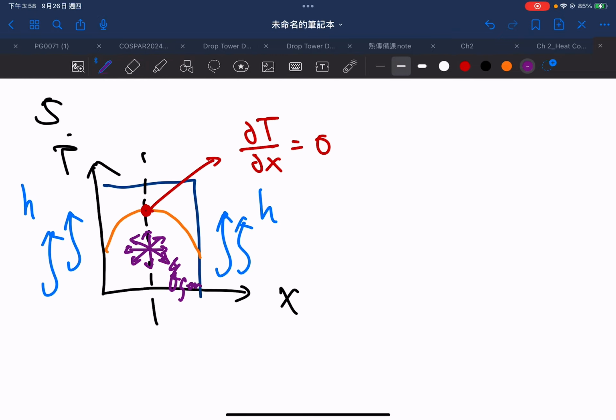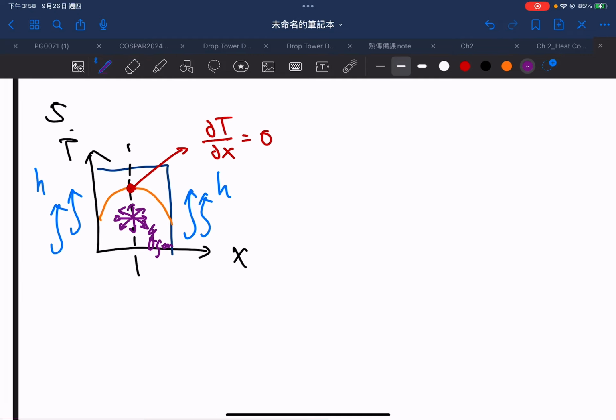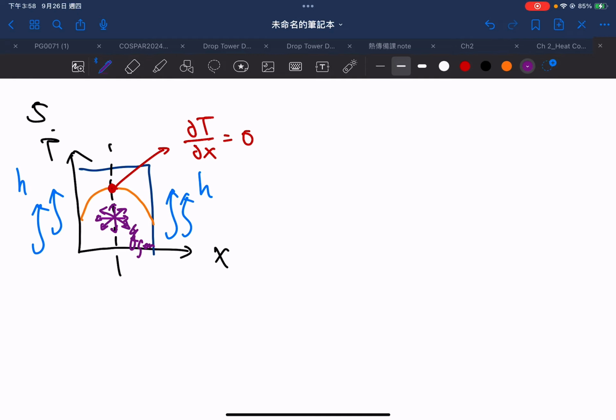Okay, this one is actually quite similar to fluid dynamics. If you recall the Navier-Stokes or fluid flow in the pipe, if you have a pressure gradient, then the velocity is parabolic. But if you don't have the pressure gradient, then the velocity is linear. Okay, let me recall a little bit.